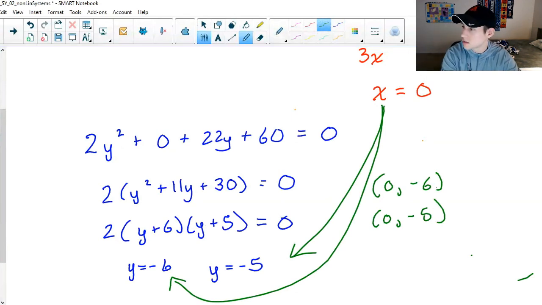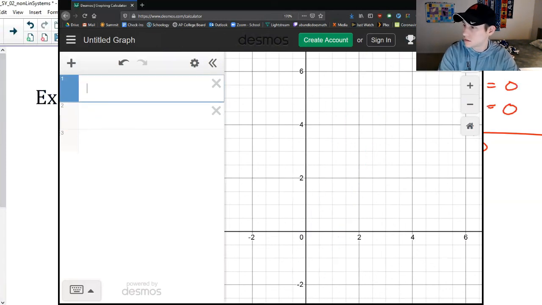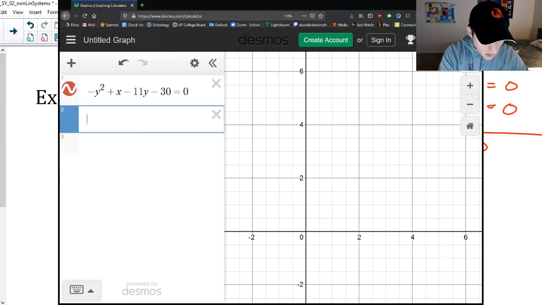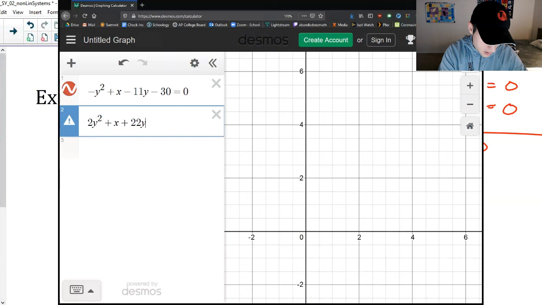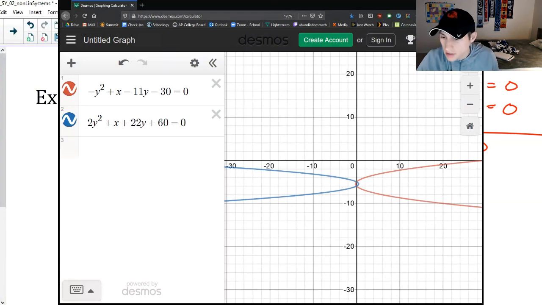Okay, let me put this in Desmos again so we can see what's actually happening. Negative y squared plus x minus 11y minus 30 equals 0. And 2y squared plus x plus 22y plus 60 equals 0. Let's zoom out a bit. So these are both two parabolas.